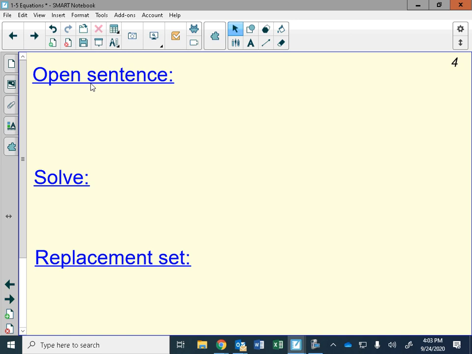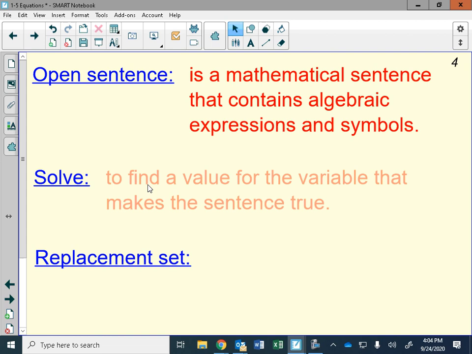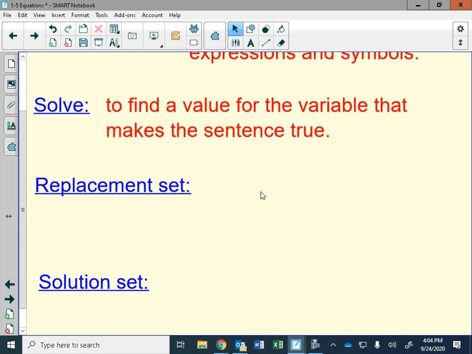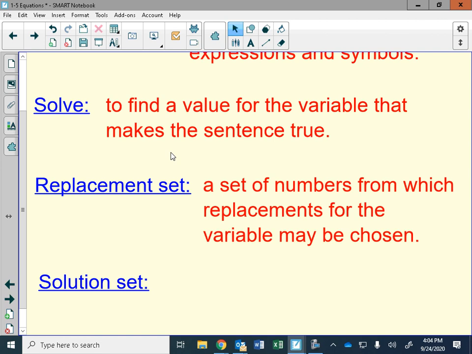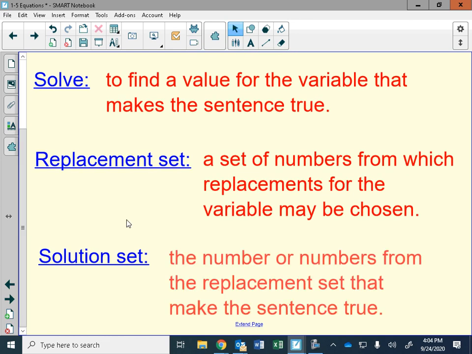A little bit of vocabulary for today. An open sentence is a mathematical sentence that contains algebraic expressions and symbols. When we talk about solving today, we're talking about finding a value for the variable that makes the sentence true. When we talk about a replacement set today, we're talking about a set of numbers which replacements for the variable may be chosen. And last but not least, the solution set. That's the number or numbers from the replacement set that make the sentence true.